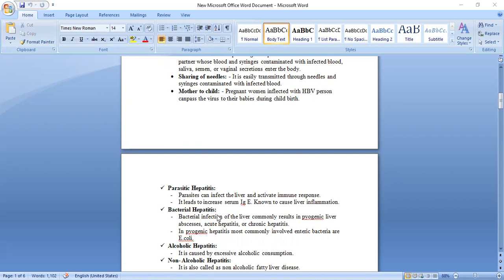Now next one, that is bacterial hepatitis. Bacterial infection of the liver commonly results in pyrogenic liver abscesses, acute hepatitis or chronic hepatitis. The bacteria will infect the liver. Commonly, it causes what? Pyrogenic liver abscesses. Swelling of liver abscesses means what? Pyrogenic means fever will come in that, and the liver abscesses, swelling of the liver, take place in this case, acute hepatitis or chronic hepatitis due to infection of the bacteria.